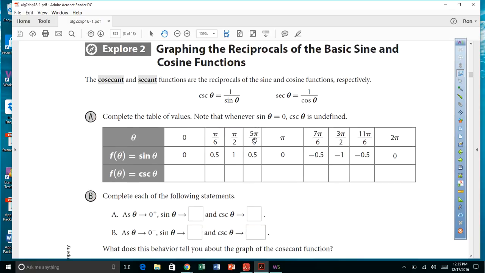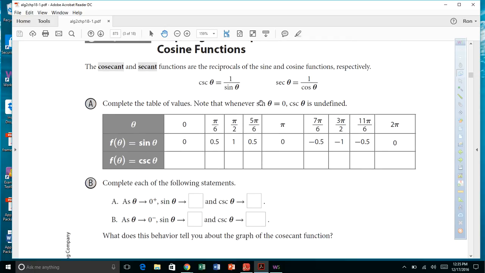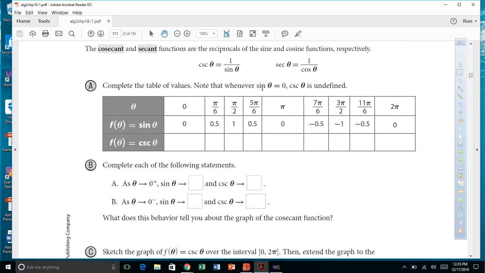Graphing the reciprocals of the basic sine and cosine function. The cosecant and secant functions are the reciprocals of the sine and cosine functions respectively. Cosecant theta equals 1 over sine theta, and secant theta equals 1 over cosine theta.